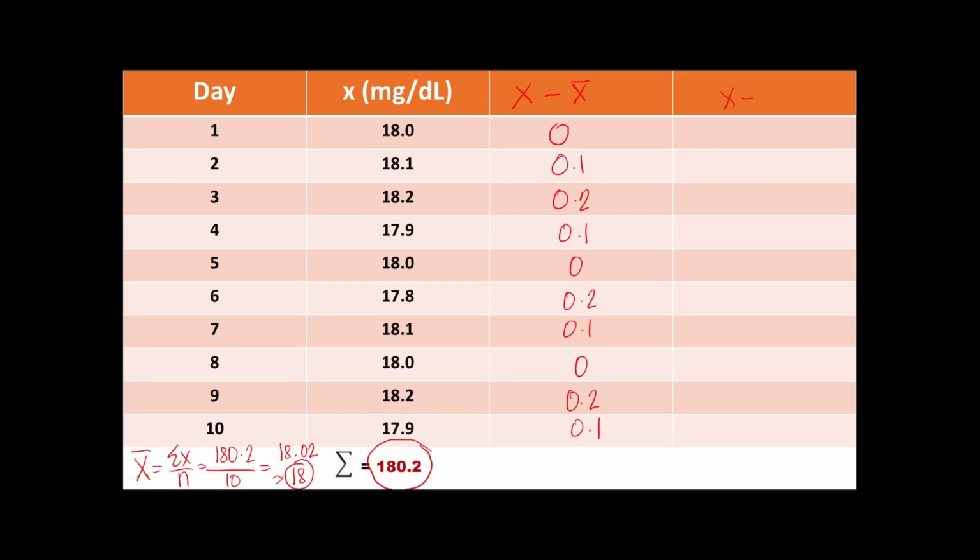Next, we just have to get the square of this difference. For day 1, for example, we have 0. And for day 2, 0.1 squared, you have 0.01, then 0.04, 0.01, 0, and then 0.04, 0.01, 0, and then 0.04 and 0.01. Next, you just have to get the summation of these squared values. So you get 0.16. You need this later for the computation of your standard deviation.